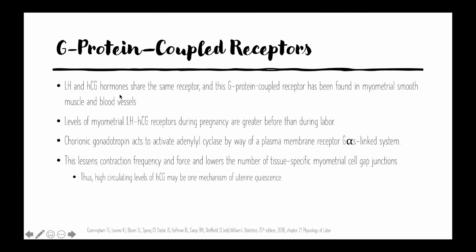LH and hCG hormones share the same receptor, and this G protein coupled receptor has been found in myometrial smooth muscle and blood vessels. Now, the levels of myometrial LH hCG receptors during pregnancy are greater before than during labor. Chorionic gonadotropin acts to activate adenylyl cyclase by way of a plasma membrane receptor G alpha s link system. This lessens contraction frequency and force and lowers the number of tissue-specific myometrial cell gap junctions.